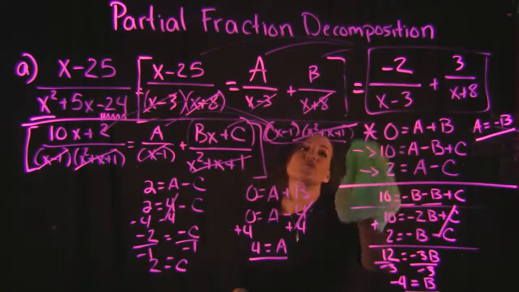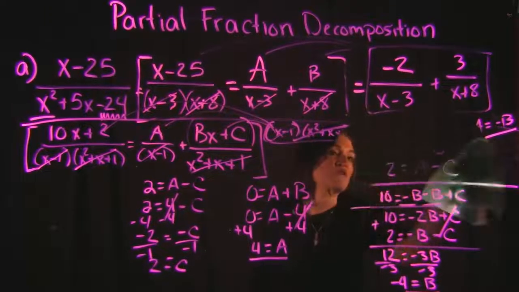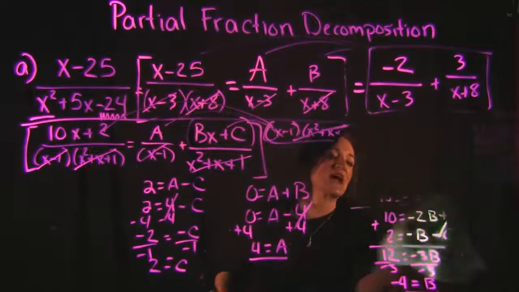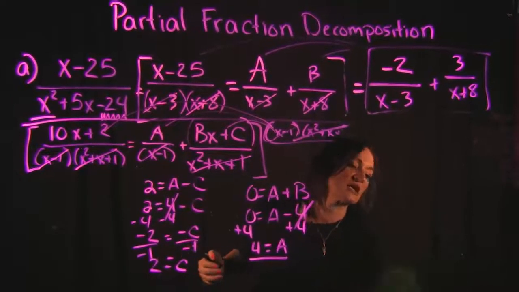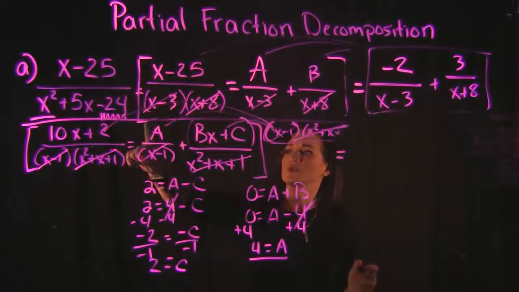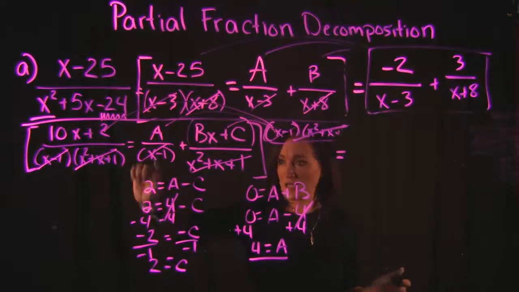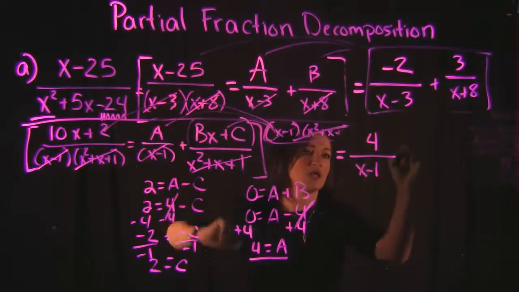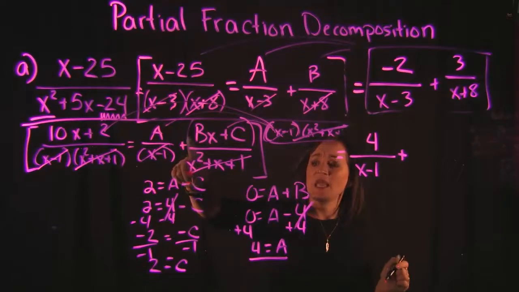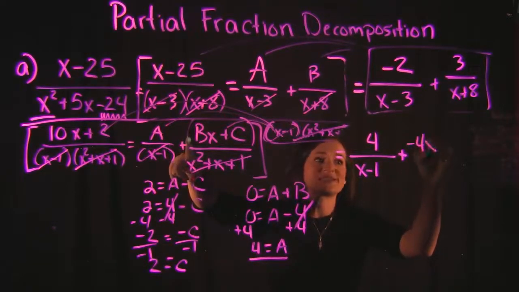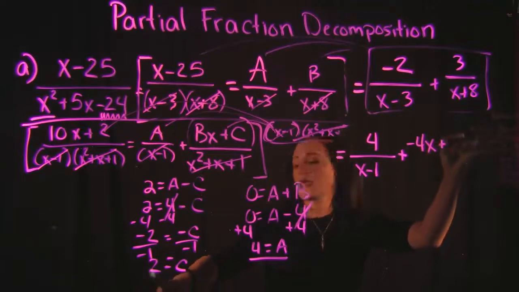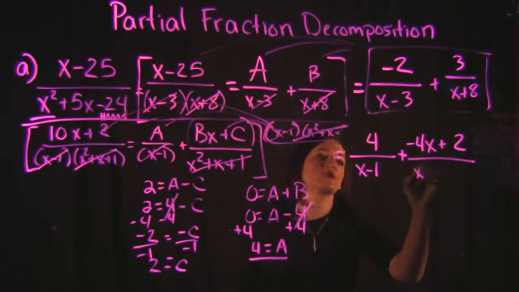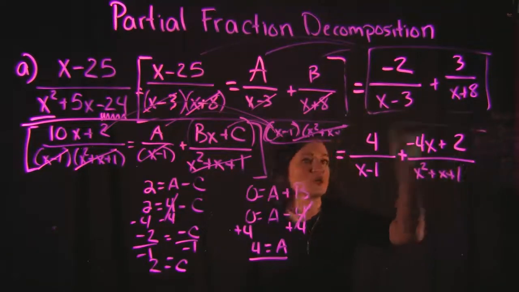So I know that was a lot of work to get there, but we're finally ready to set up our partial fraction decomposition of this example. The way that's going to look is this. It is going to equal a over x minus 1, except now we know that a is equal to 4, so that is 4 over x minus 1. But remember that b is equal to negative 4, so that's negative 4x plus c, and c is 2. So our numerator there is negative 4x plus 2 over x squared plus x plus 1.